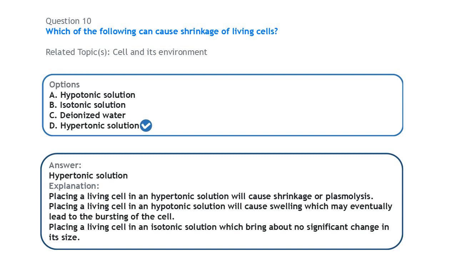But if the cell is placed in a hypotonic solution, that is a solution of weaker concentration, what is going to happen is, instead of outflow as in a hypertonic solution, we are going to have inflow. There's going to be inflow of solvent into the cell, and the cell begins to swell until it eventually bursts, leading to what we call hemolysis. But when it is placed in an isotonic solution, that is a solution of equal concentration, then there's not going to be any significant change in that cell.